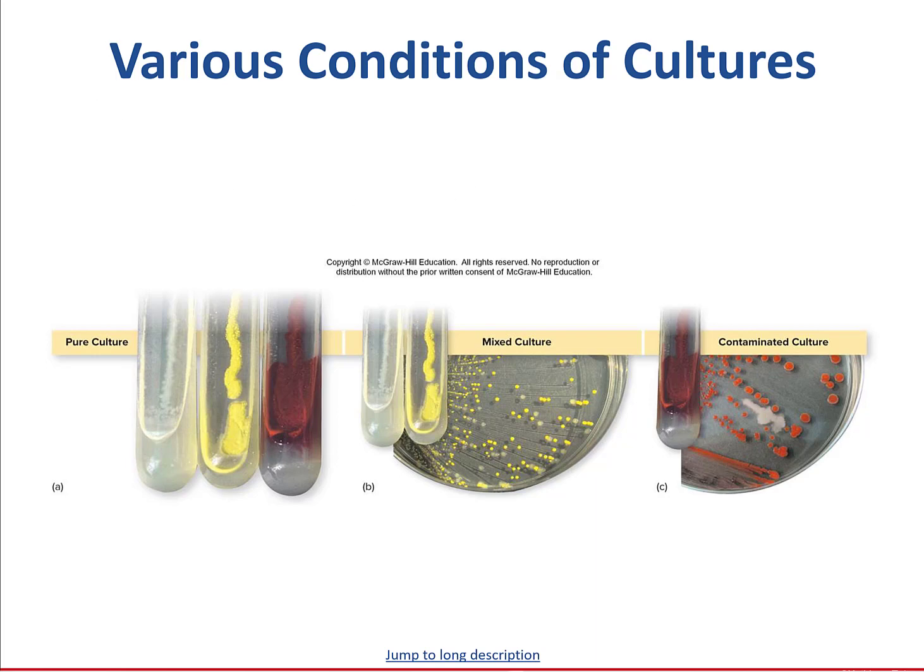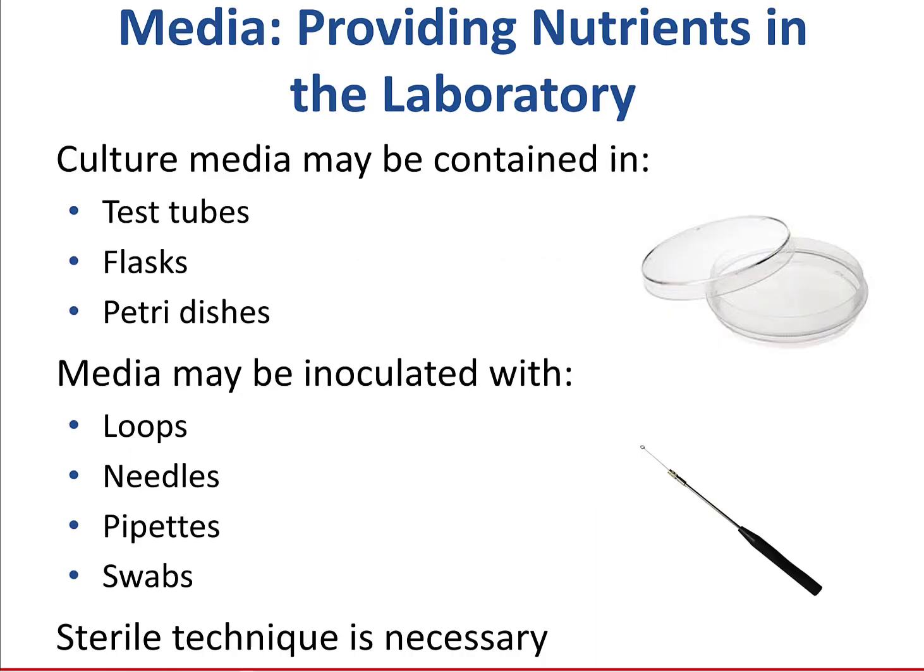So we can use culture media that can be test tubes, flasks, or petri dishes. In the flask, we could have liquid media. Test tubes are smaller, more manageable. We can apply aseptic technique a lot easier using test tubes and that sort of thing. Media may be inoculated with loops, needles, pipettes, swabs.